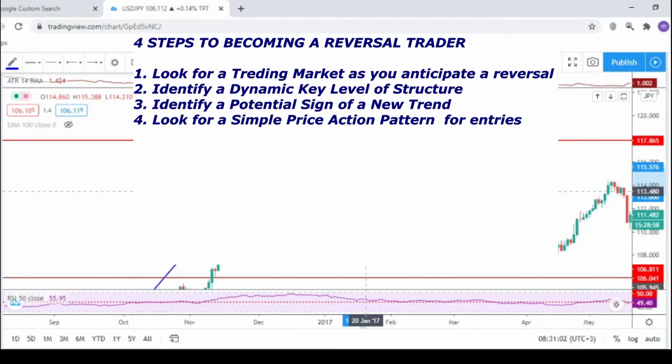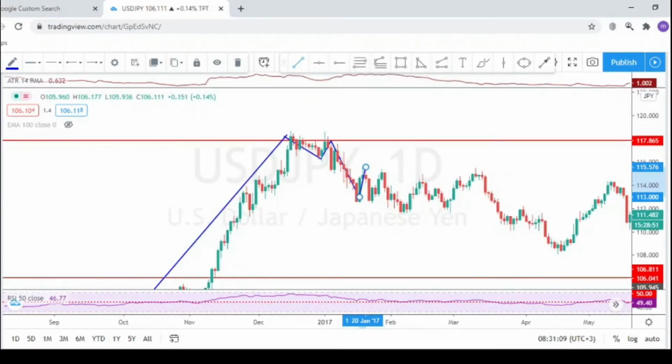And our fourth step is look for a simple price action pattern to enter the market. And this simple price action pattern, guys, can be double tops, double bottoms, can be head and shoulders pattern. It can be candlestick patterns like engulfing candles. It can be like break of a trend line. You can use any price action pattern for you to enter the market.